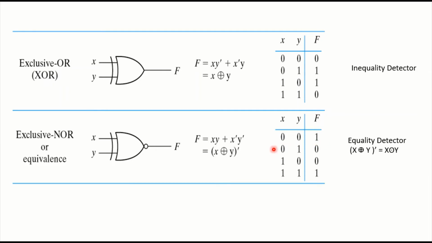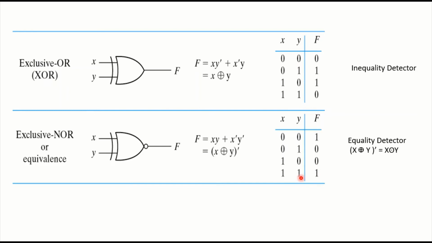For the second case, 0 1. For 0 1, we will get 0 here and we will get 0 here. We will get output as 0. For 1 0, we will get 0 here and we will also get 0 here. Output f will be equal to 0.